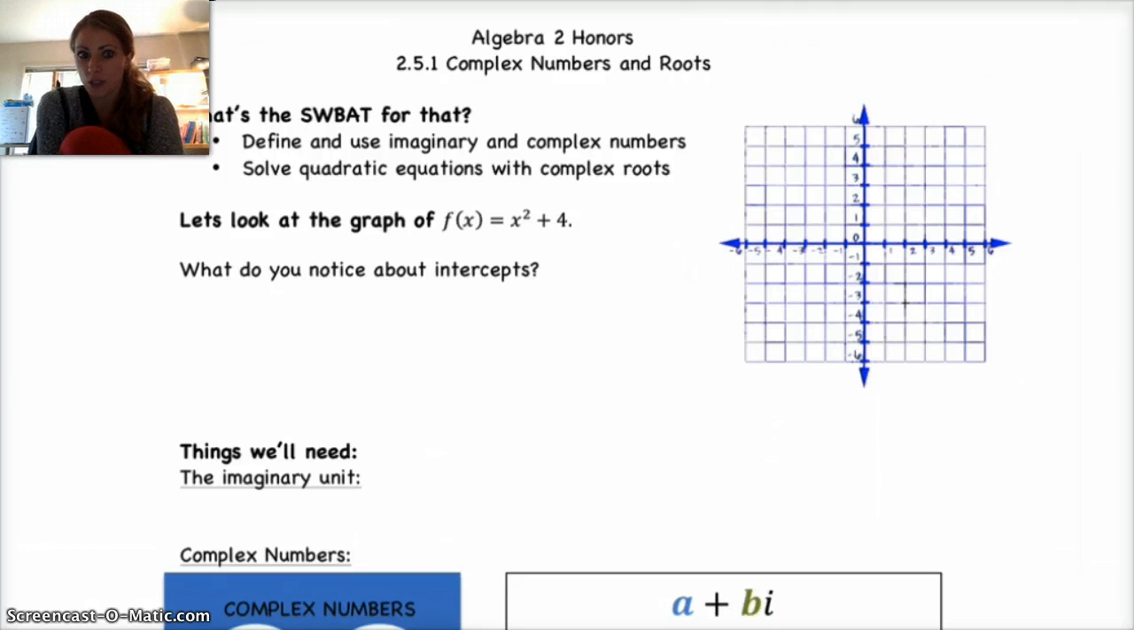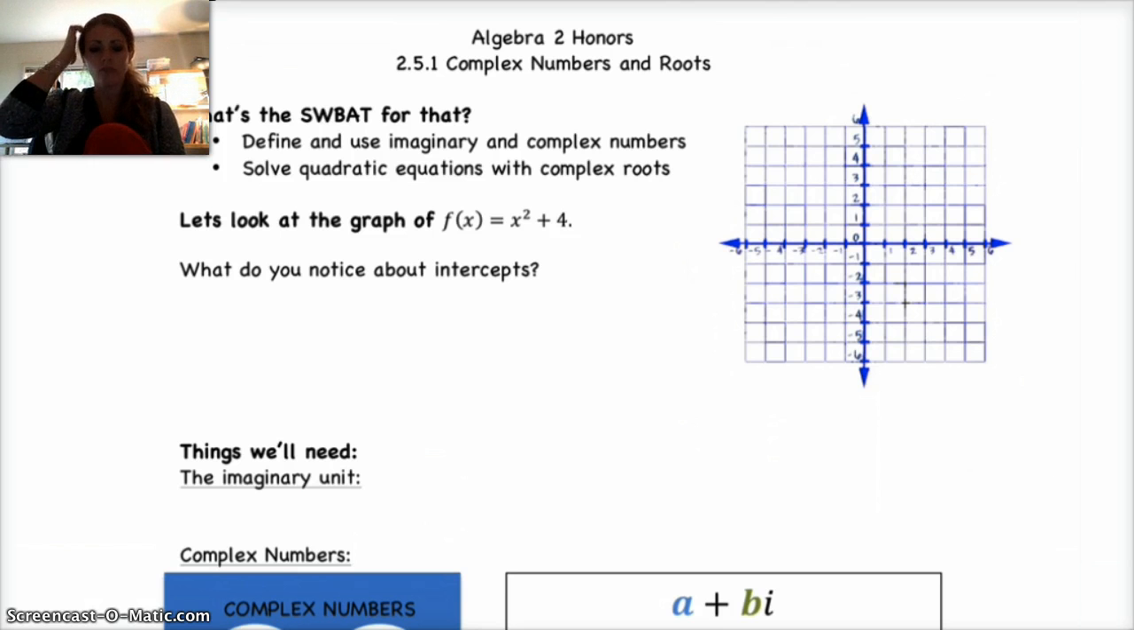We are moving on to 2.5, which is all about complicated numbers and numbers that don't exist. So that's super exciting. We're going to look at what an imaginary number is, what a complex number is, and then look at how to solve equations that have some roots with imaginary answers.